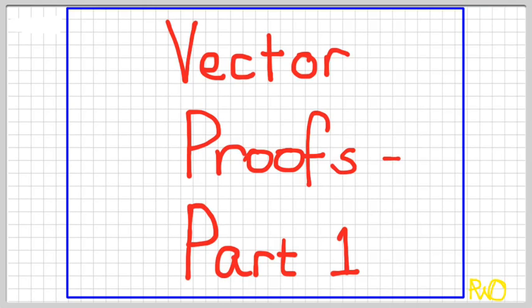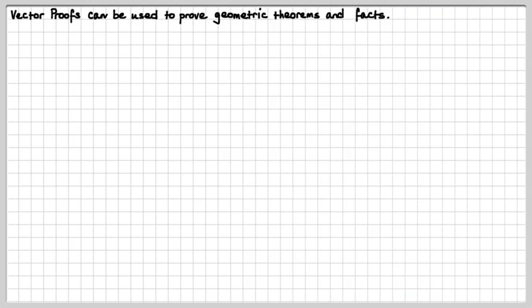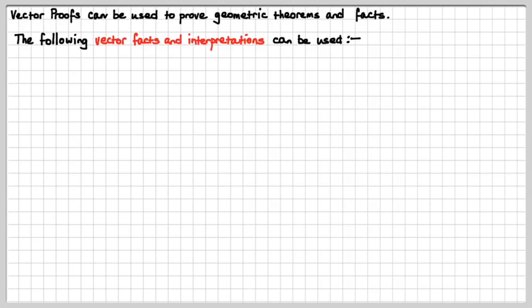Okay? Right, let's go and have a look at some of this stuff. Alright, so vector proofs can be used to prove geometrical theorems and facts, which I just stated before. And the following vector facts and interpretations can be used, and I recommend that they are. Parallel lines. So if their vectors are parallel, then you're going to have vector A is k times vector B. In other words, it's a scalar multiple. You know that, but you have to use that fact.